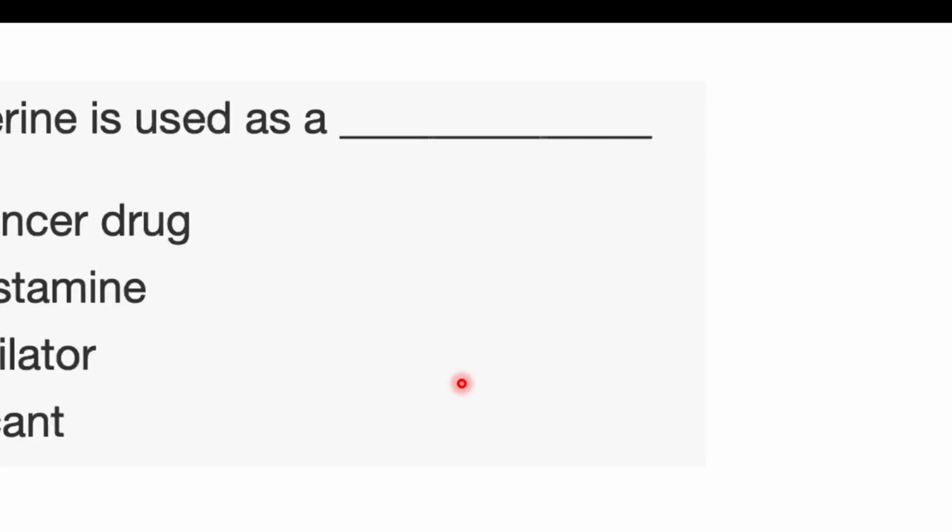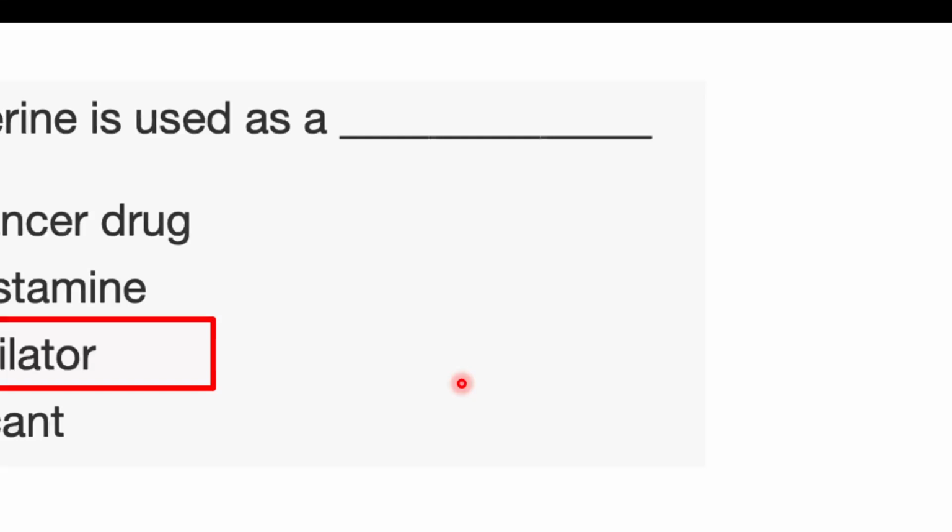Okay, so let us see what the correct answer is for this question. Nitroglycerin is used as a vasodilator. Option C is the correct answer. You guys have both answered well. Aishwarya and Aparna, option C is the correct answer.